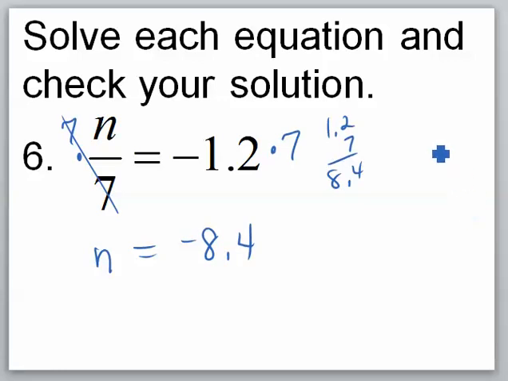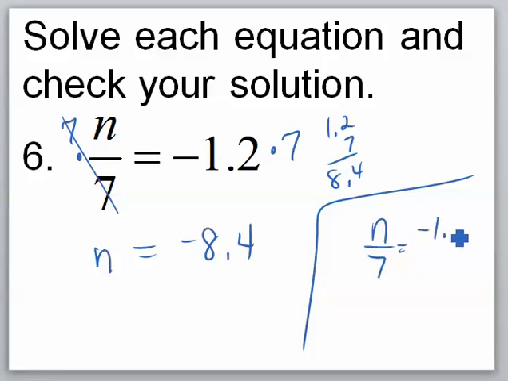Now, I just mentioned that there's more than one way to do these problems. Here's the other way that I like to focus on, is making a fraction, having a fraction on one side and making the other side a fraction. Then what you can do is just simply cross multiply. 1 times n is n, 7 times this is negative 8.4. Notice either way you get the same answer.